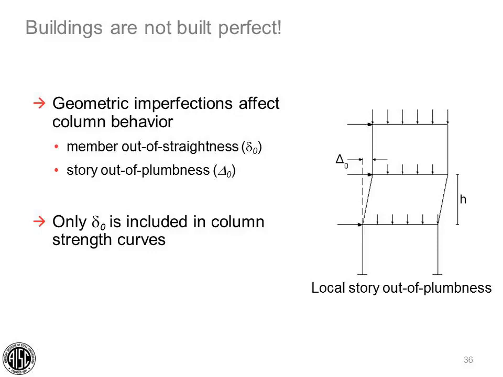Only the initial member out of straightness is included in the column strength curves. In the direct analysis method, the story out of plumbness needs to be accounted for in our analysis model. This can be done either by modeling an out of plumb story geometry or by applying notional lateral loads to laterally deflect the structure.